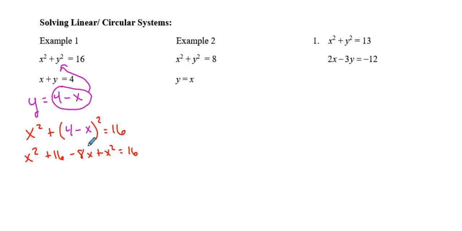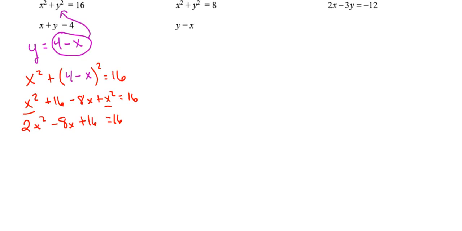And if you're not sure how I foiled this (4 minus x) squared, then you should work on squaring binomials and how to quickly do that without having to completely distribute. But if you have to completely distribute, you can. So we'll combine our like terms here, and we'll get 2x squared minus 8x plus 16 equals 16. If I get this equal to 0, I subtract the 16, and that ends up giving me 2x squared minus 8x equals 0.